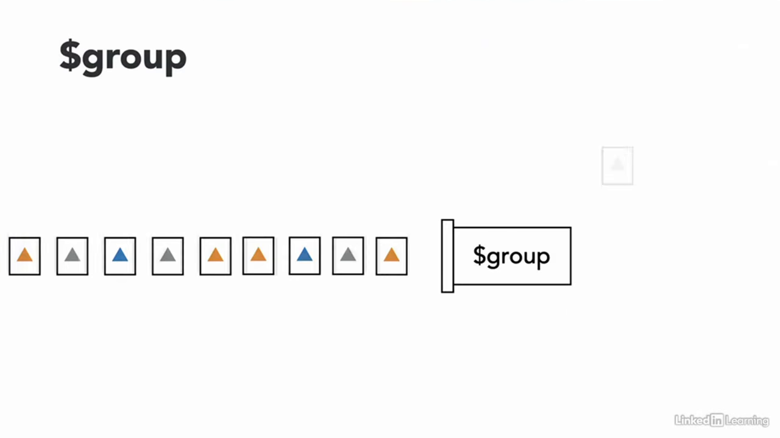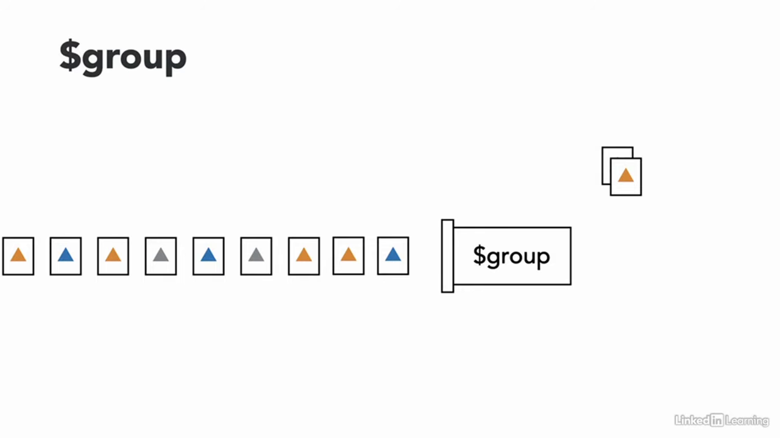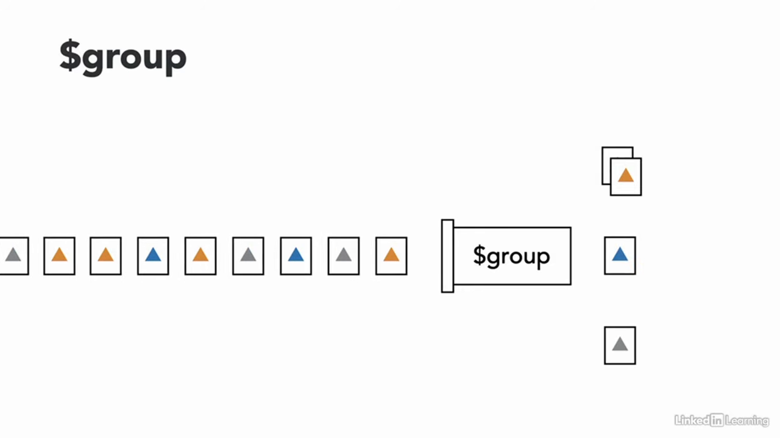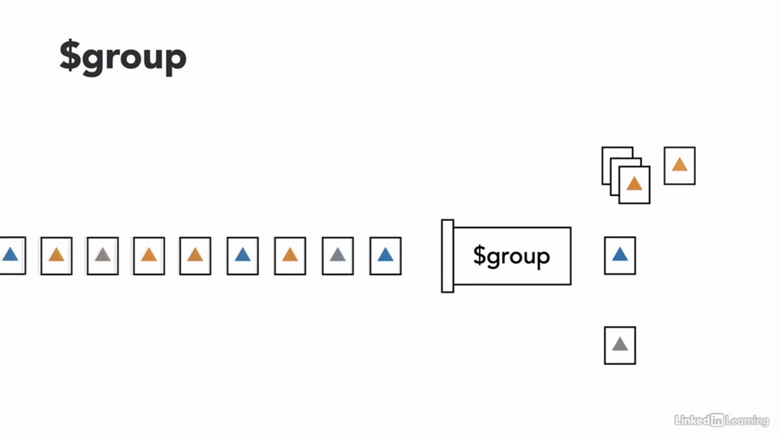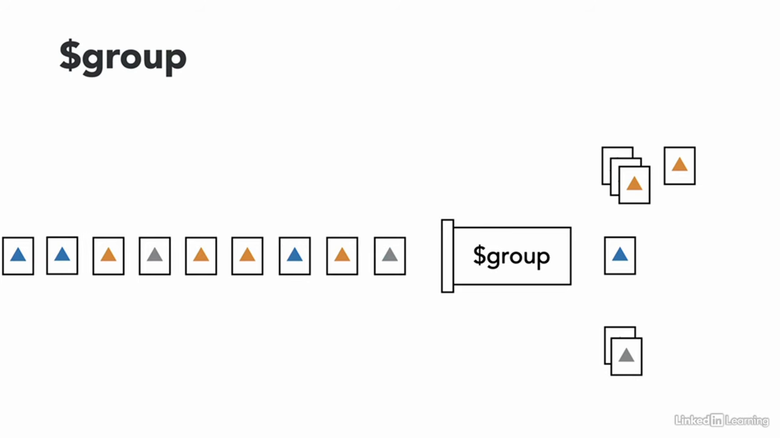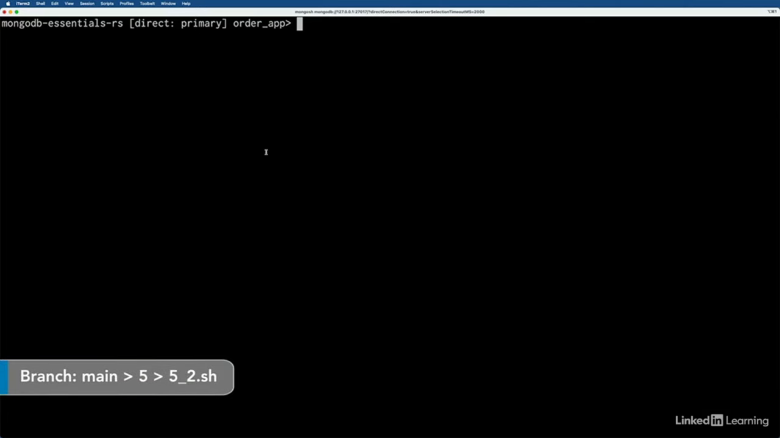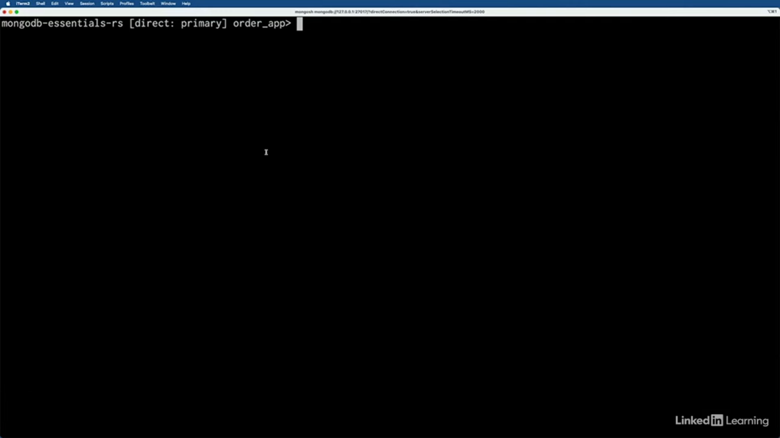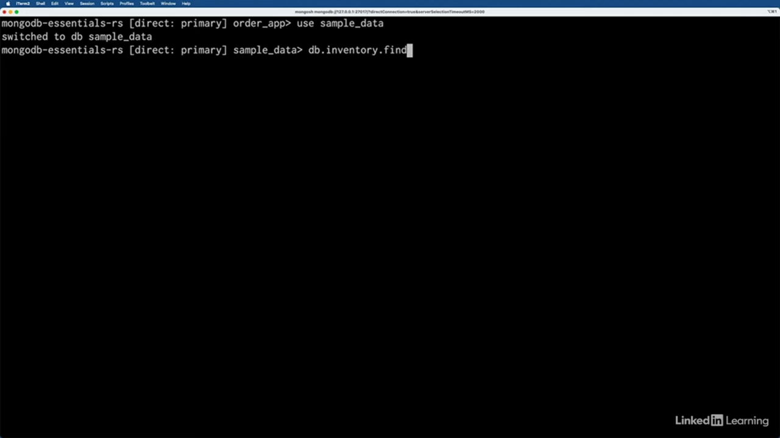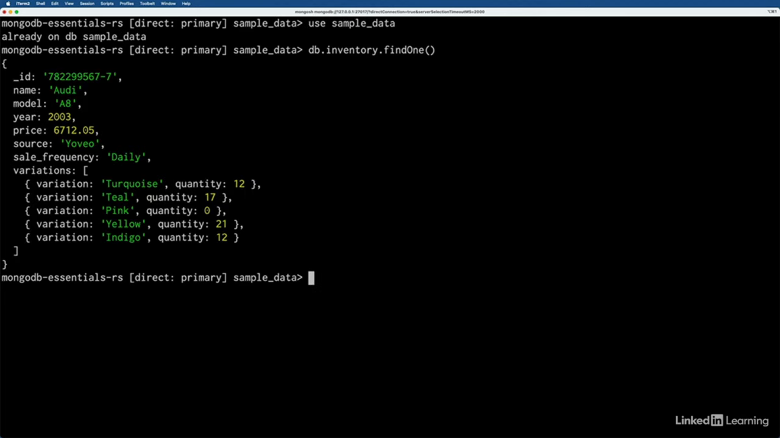Grouping data is a common pattern we need when accessing or manipulating data. Let's look at this in the terminal. In MongoDB, you can group data by using the $group stage in an aggregation pipeline. For this example, we're going to be using our sample data, in particular the inventory collection. So let's just remind ourselves of what that looks like. Okay, let's test out the $group operator.